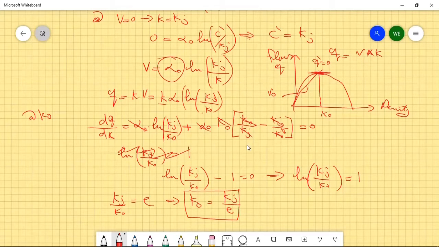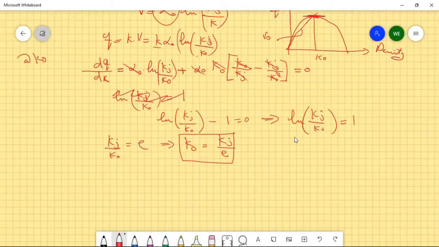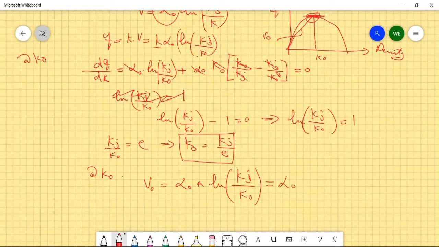So at K optimum, the speed V optimum equals alpha node multiplied by the natural log of K jam divided by K optimum. Then we substitute with alpha node ln of K jam divided by K jam over E. So this will cancel together and E will go up. So we have alpha node ln E, which is 1.